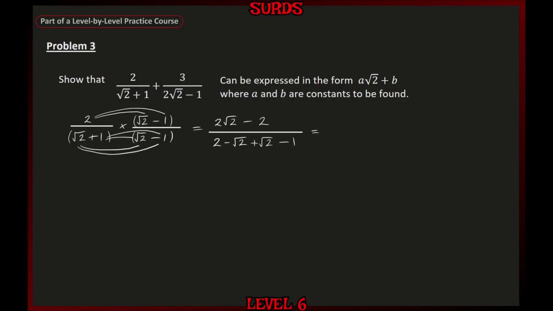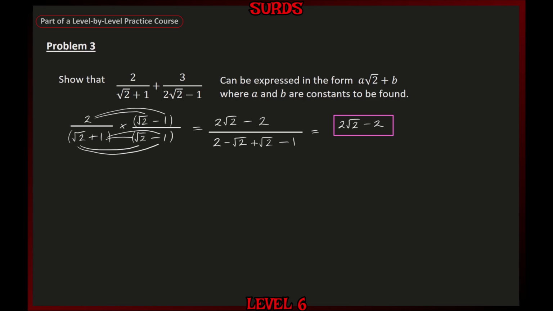Now the numerator can't be simplified anymore at the moment, so this just stays as 2 root 2 minus 2, but our denominator can, because as expected, the minus root 2 and the plus root 2 cancel each other out, so we're left with 2 minus 1, which just gives us 1. Now dividing 2 root 2 minus 2 by 1 just keeps it the same. So 2 root 2 minus 2 is equivalent to our first fraction.